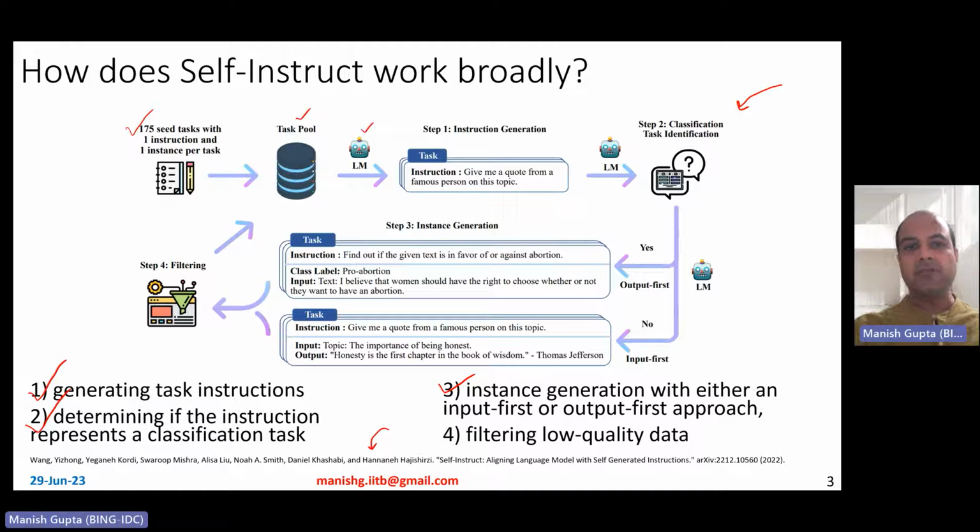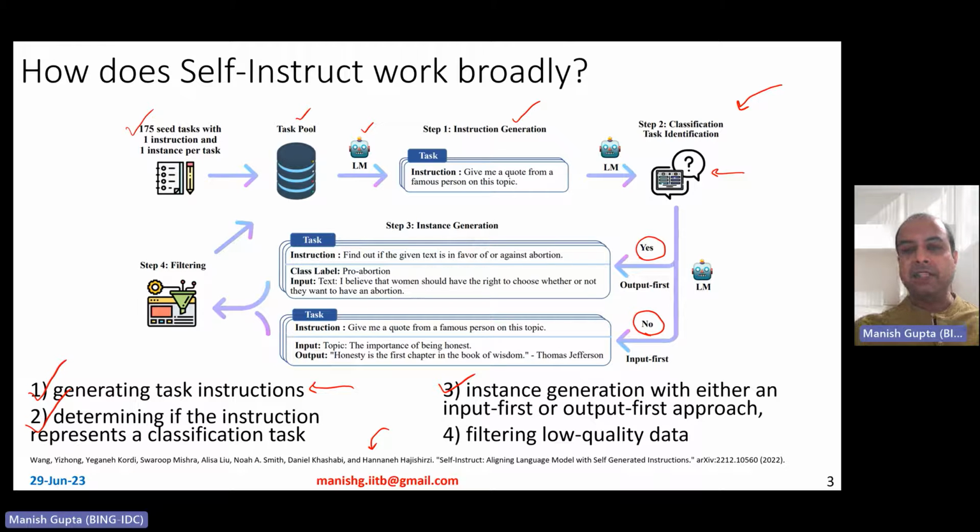You take a language model, for example, GPT-3, and then ask GPT-3 to generate more instructions which are similar to the ones that you already have in the seed tasks. For example, give me a quote from a famous person on this topic. So that's the first step, generating task instructions. The second step is about determining if the instruction represents a classification task or not. You use a language model with a particular prompt to do that as well. After that step is done, you know whether the task instruction is about a classification task or about a non-classification based typical generation task.